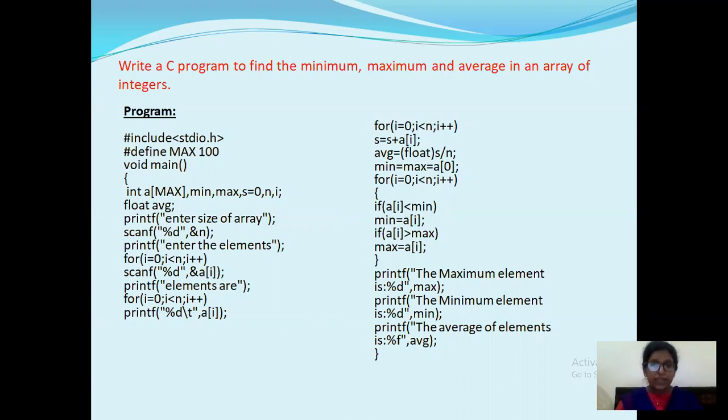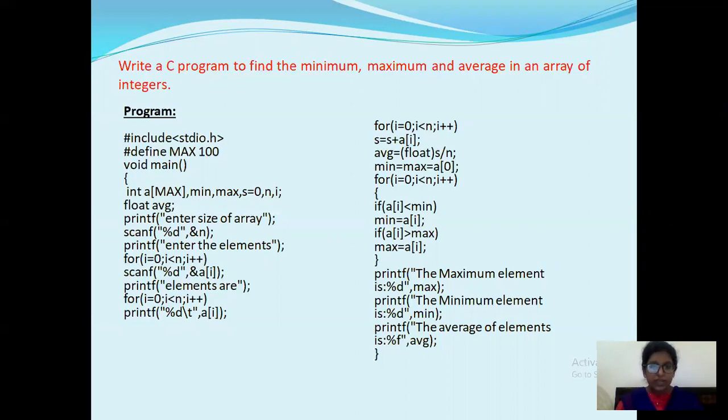So min is a variable where you are going to store the minimum element, and max is a variable where you are going to store the maximum element, and s is for finding the sum. If you want to find the average, you require the sum. So here I am using s as my sum, and n and i are declared for the program requirement. You will sometimes get the average as a float value, so you need to declare the average as float.